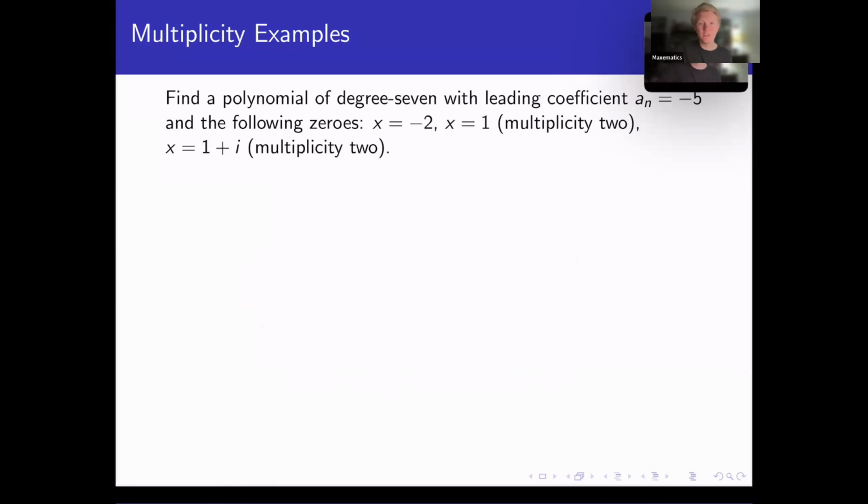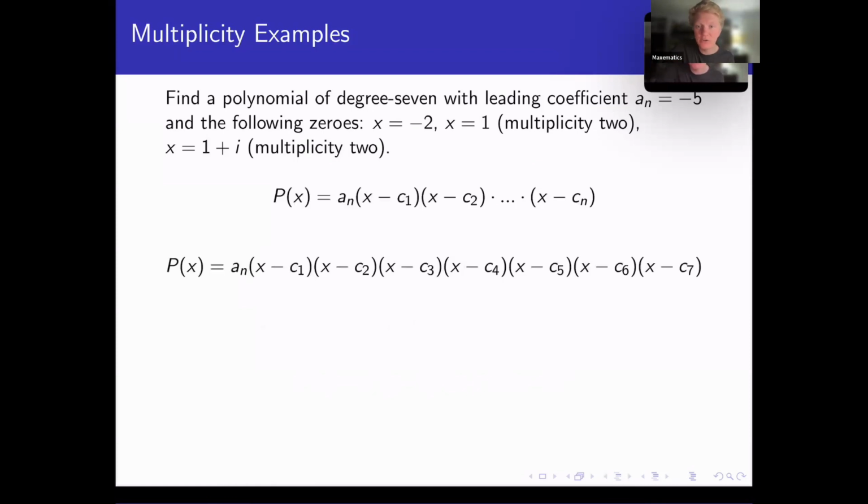Okay. Degree 7, leading coefficient negative 5 with the following zeros: negative 2, 1 multiplicity 2, and 1 plus i multiplicity 2. All right, so we are degree 7. Our leading coefficient is negative 5. Our first zero is negative 2. Our second zero is 1 multiplicity 2. Our next zero is 1 plus i multiplicity 2.